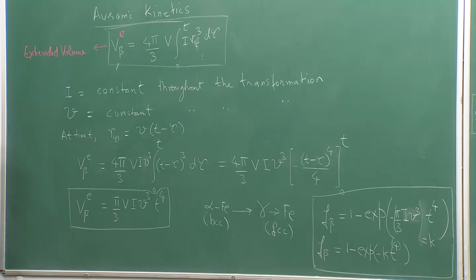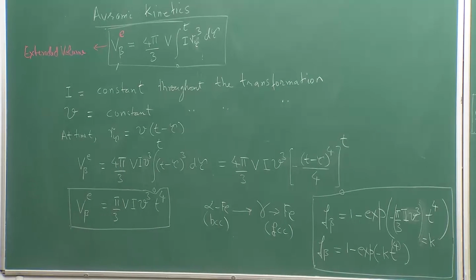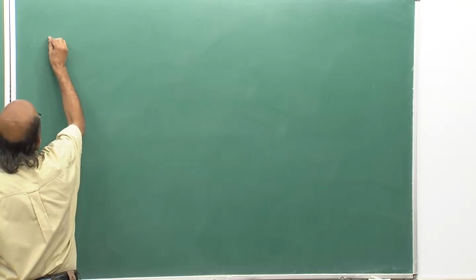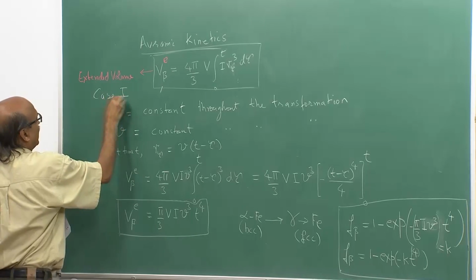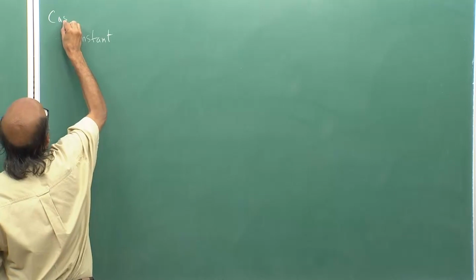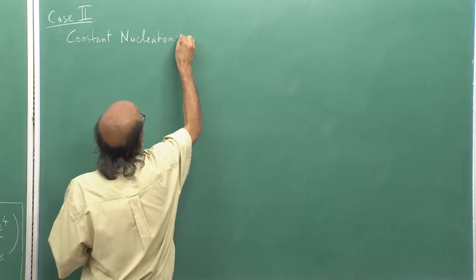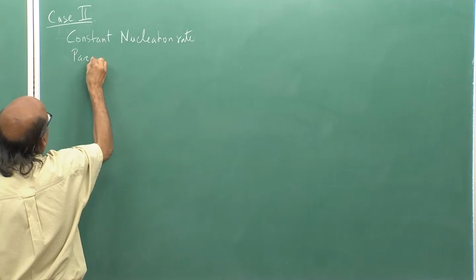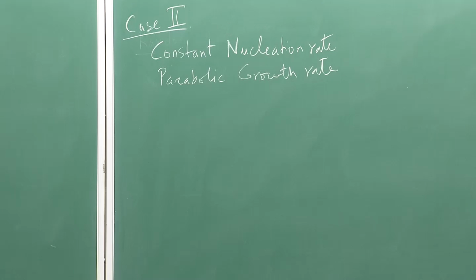This is characteristic of a transformation in which the nucleation rate is a constant and the growth rate is a constant. What would happen in a case where, let us say, the growth rate was parabolic and we keep the nucleation rate constant? So, we have a second case. If I call this case 1, then let me call this case 2, constant nucleation rate, parabolic growth rate. It would be interesting to analyze this.